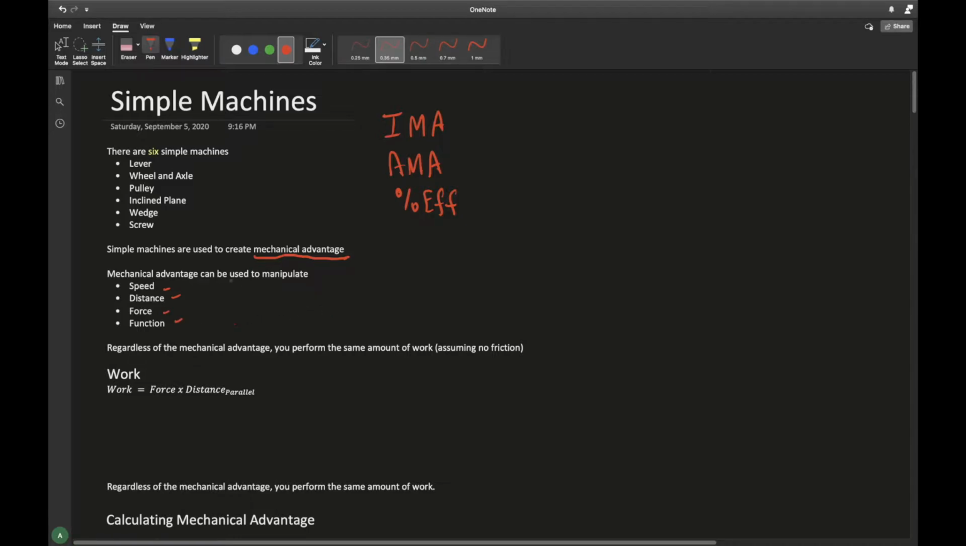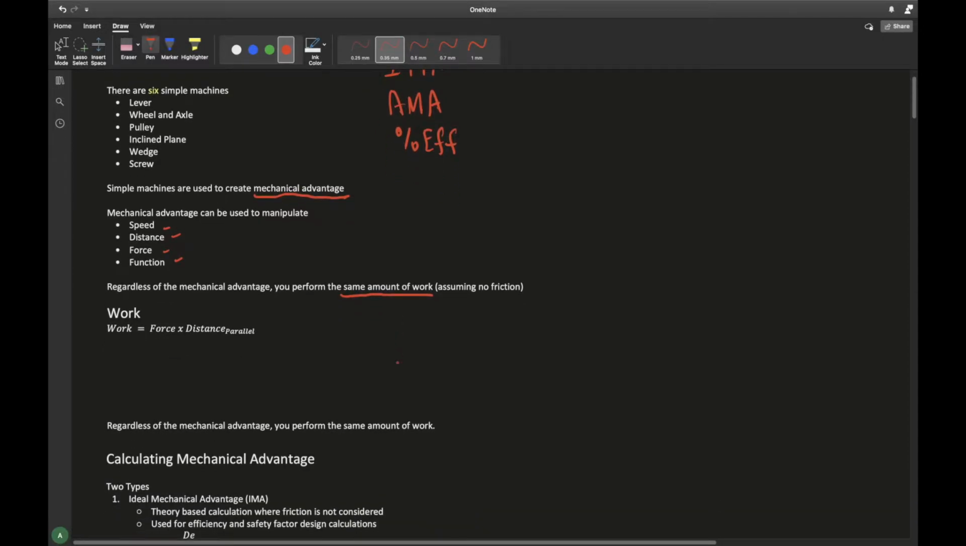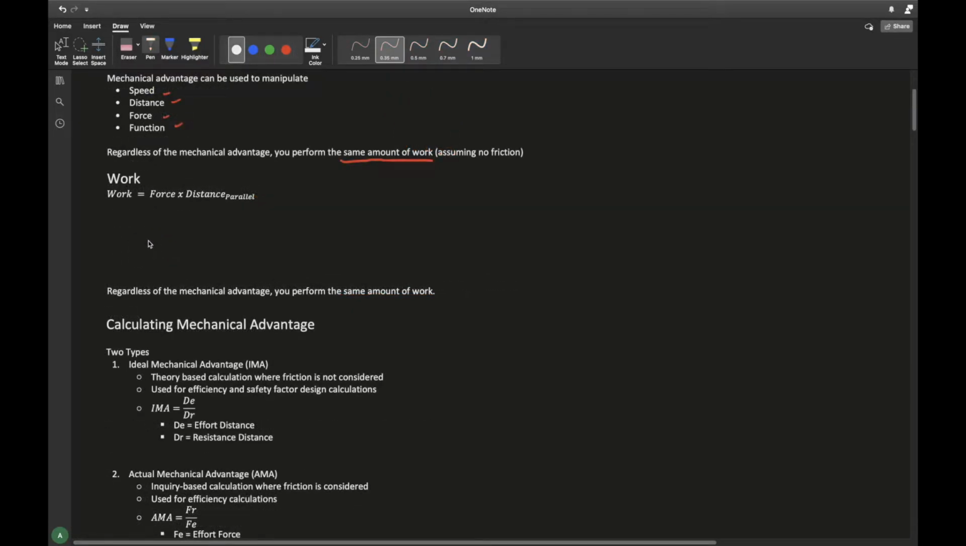It's important to note, though, that regardless of the mechanical advantage that you give, you're still performing approximately the same amount of work. Now, that's assuming no friction. So you're not necessarily getting out of doing work. You're just manipulating the force and distance that it takes to get the job done. So let's talk a little bit about what is work. The amount of work you put in a system is equal to the force times the distance parallel.